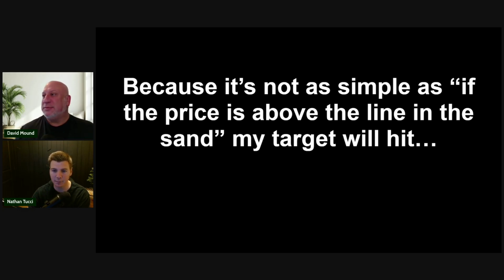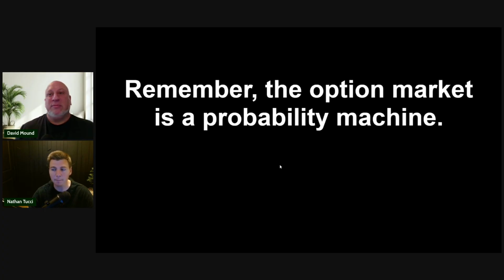And when I say it's not as simple as above the line in the sand, what a lot of people think is, hey, I traded the 466, 467 spread. It went to 478. I should have won the trade. Well, no, it's not as simple as that. Remember, and this is really what I want you guys to walk away with, the option market is a probability machine. Okay? That's what it is. It's a probability machine above all else.